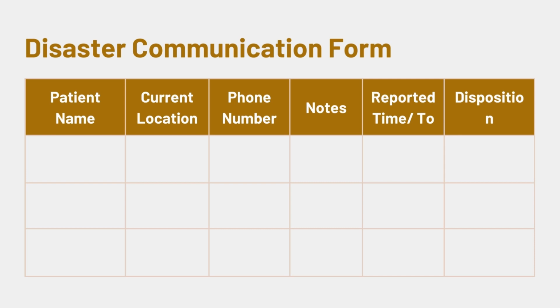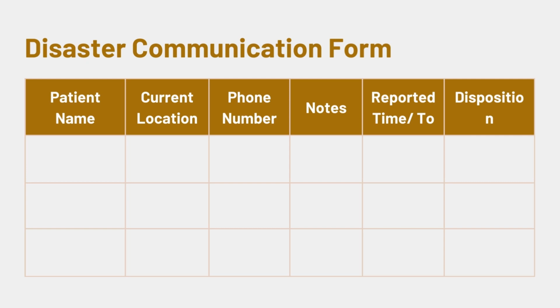Reported to and time. This part documents where and to whom the patient's information has been reported, along with the timestamp of the report. This helps ensure that the right entities are informed promptly. Disposition. The disposition field indicates the planned course of action for the patient, such as evacuation, medical assistance, or further assessment.